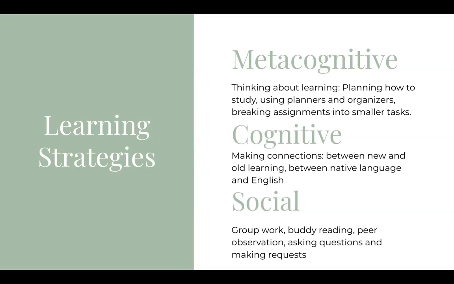And on the next slide, we'll talk more about activating prior knowledge and making connections between the native language and English. And then social learning strategies are group work, buddy reading, peer observations, asking questions, and making requests. Those are all things that go along with that interest inventory I mentioned before, of using your students' interests and asking them how they prefer to work and what topics they prefer.